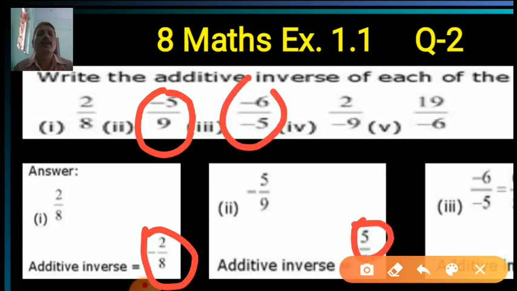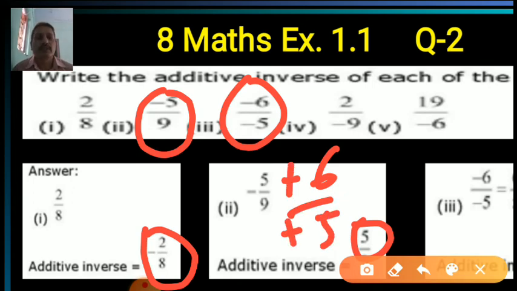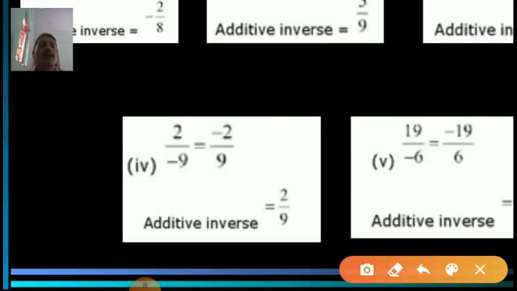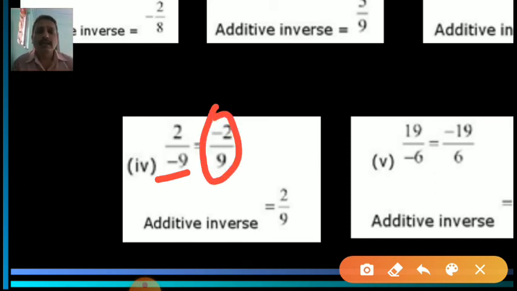What about the third one? See students, minus 6 and minus 5. Whenever you find both numerator and denominator minus, both will become a plus. So plus 6 upon 5, and the additive inverse is minus 6 upon 5. Okay. Now what about this number, students? Very easy. Look at the fourth one. Whenever you find a denominator with a minus sign, it is actually the minus sign of the numerator. And just now I said whenever you find the minus sign, the additive inverse is plus 2 upon 9. The same number, but the sign is different.